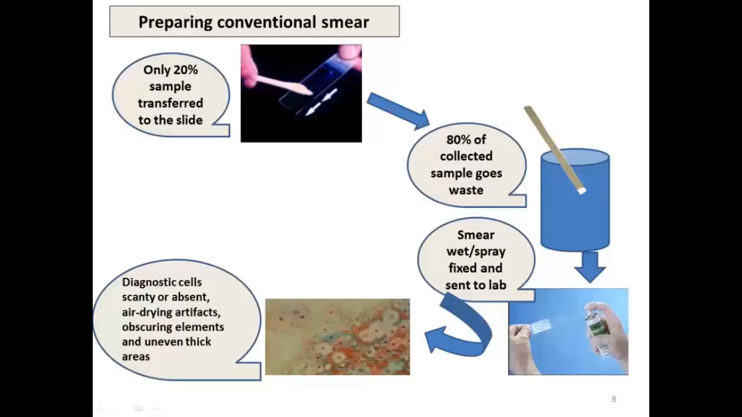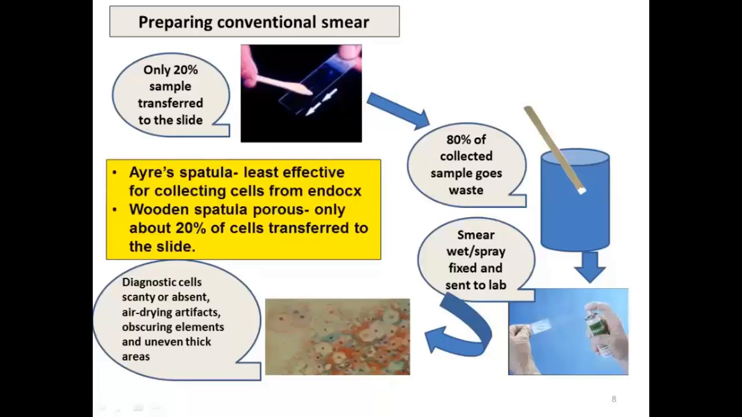And because of the delay in fixation, there were several artifacts which appeared, and the way the smear was made, it gave us very uneven, thick and thin areas which were poorly stained. There were obscuring elements in the form of blood, mucus and inflammation, which often hid the diagnostic cells. And as such, because of the poor retrieval of the material from the collecting device, the diagnostic cells were often not there or very scanty, and they were missed by obscuring elements.